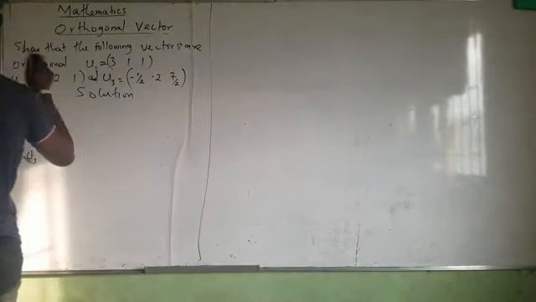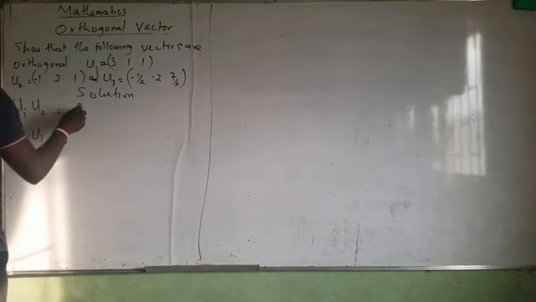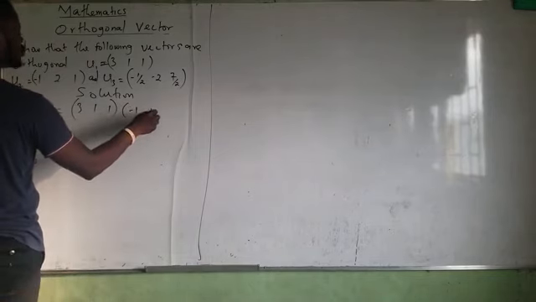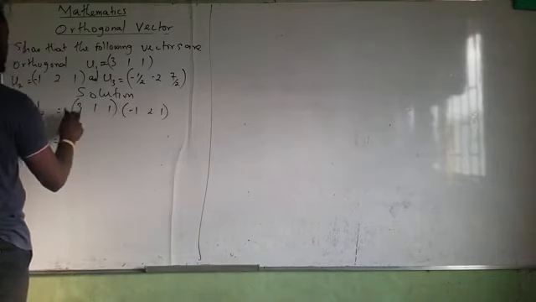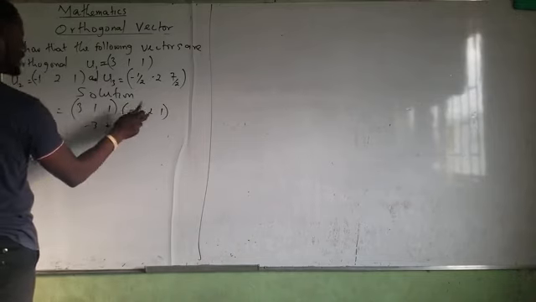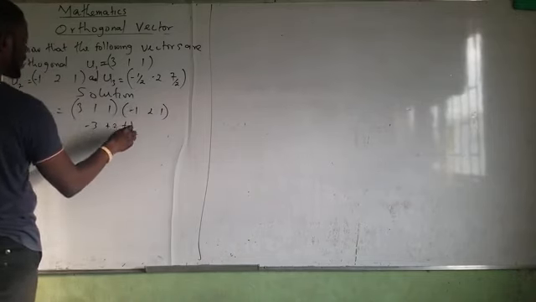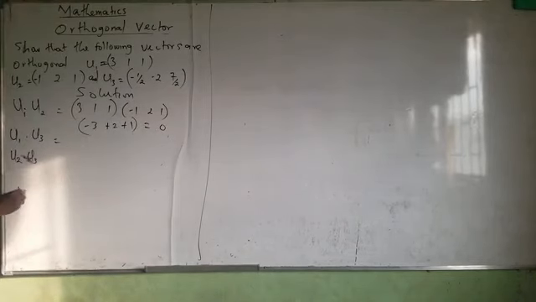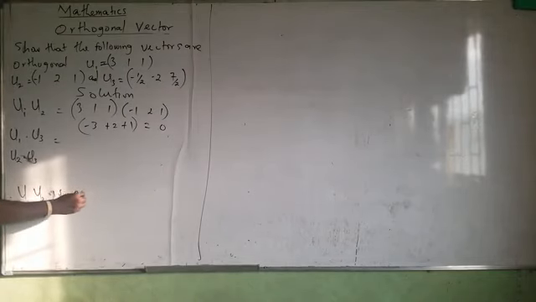Now, it means I'll be talking about 3, 1, 1 and minus 1, 2, 1. This time, I have minus 3, I have 2, and I have plus 1. Now, everything becomes 0. It means U1, U2 is orthogonal.